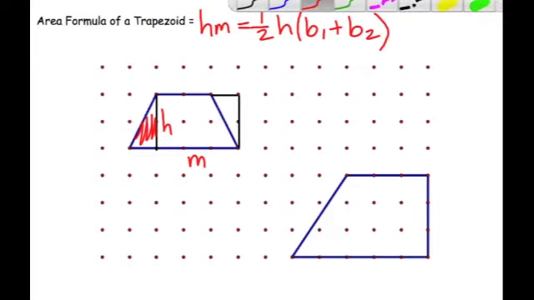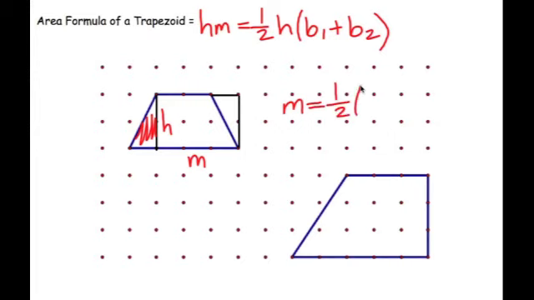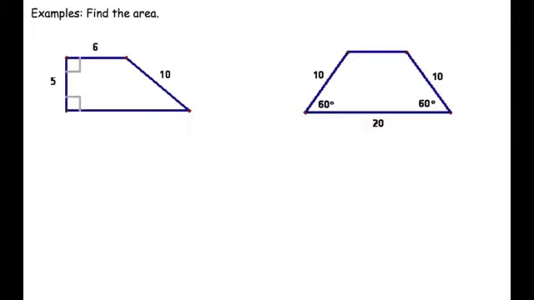So remember that the median of a trapezoid is the average of the bases, which is going to be 1/2 times the quantity, base 1 plus base 2. And you may want to keep this as part of your notes to remember this, because you'll use this on some homework problems. Here's some examples. You're going to want to pause as we go along.